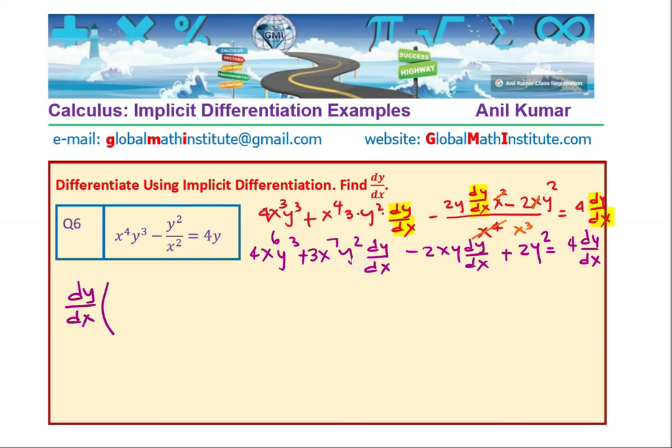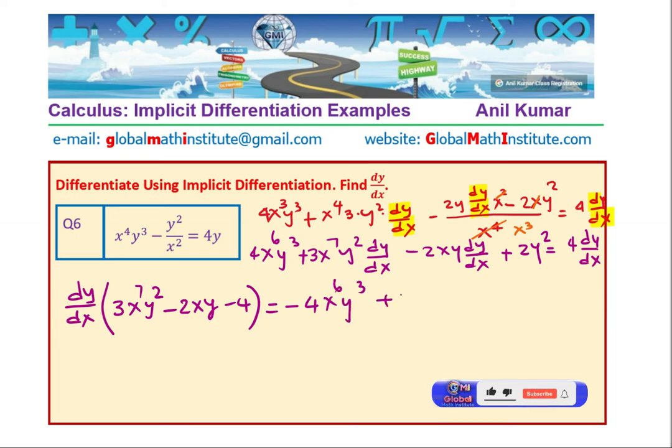So the first term which has dy/dx is 3 x to the power of 7 times y squared. The next term is minus 2xy. We'll bring this 4 to the left hand side, so minus 4, right? All those terms which do not have dy/dx, I'm taking them to the right hand side. So we get minus 4 x to the power of 6 y cubed. Then we have minus 2y squared, right?